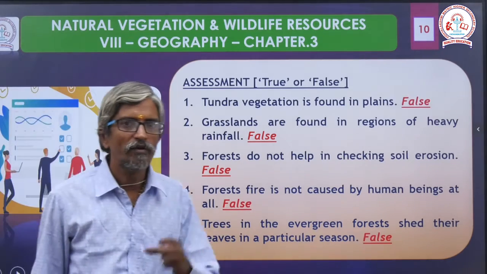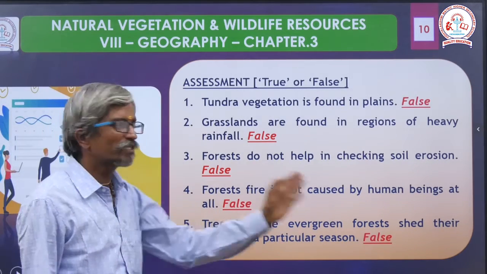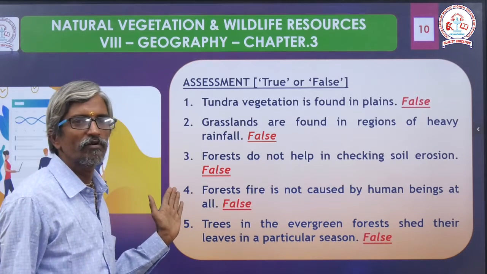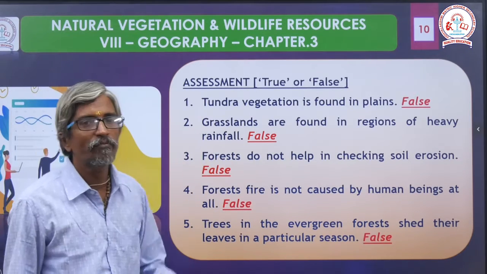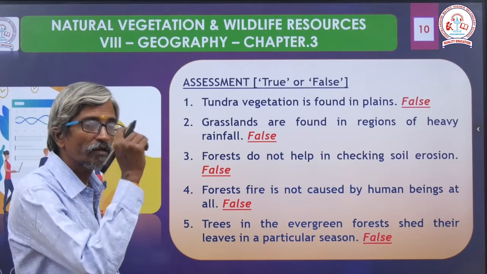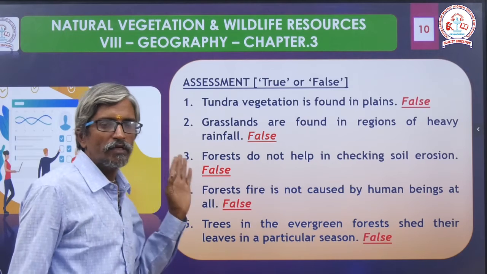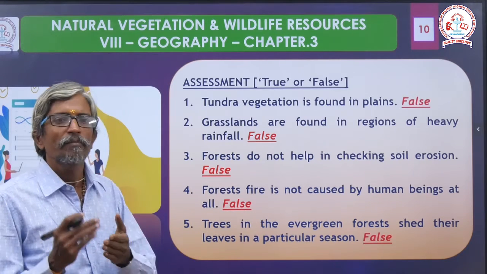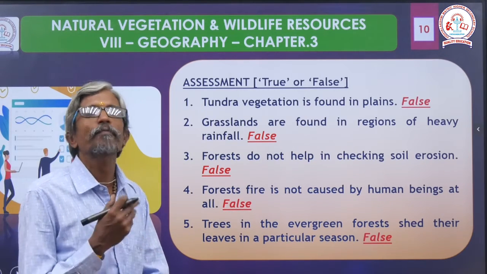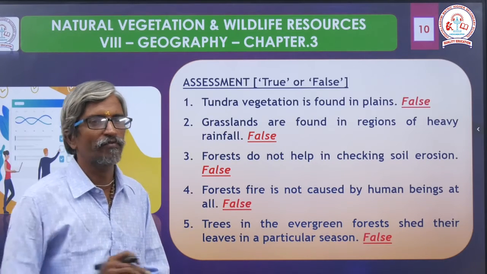Next, for our assessment I have given true or false. I gave all 5 statements taken from the textbook only. Okay, Tundra region is found in plains, false. It is found in the polar region. So, we have to write the reasons. Don't blindly accept any statement. First you have to practice it. If you practice yourself, then you will never forget that particular question.